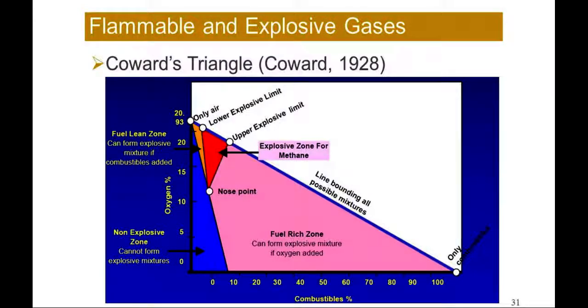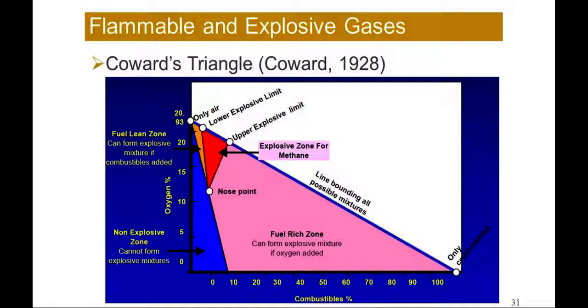If we plot the three values, the lower explosive limit, upper explosive limit, and the nose point, on this covert triangle, the lower explosive limit is here, the upper explosive limit is here, and the nose point is here. And again, here is the oxygen concentration in air. If we connect all these lines together, we can divide this covert triangle into different zones. The first zone is in the middle. That's the red area, the explosive zone for methane.